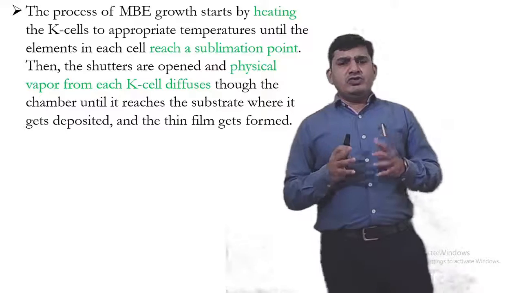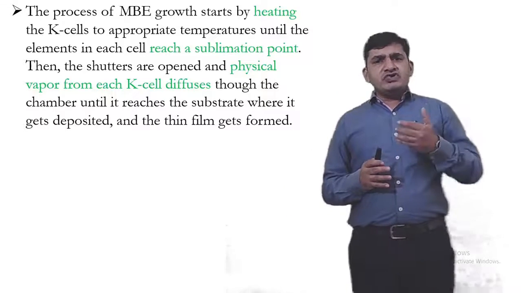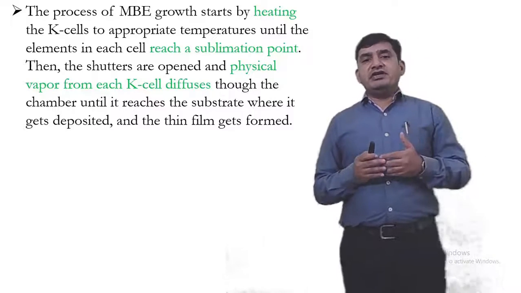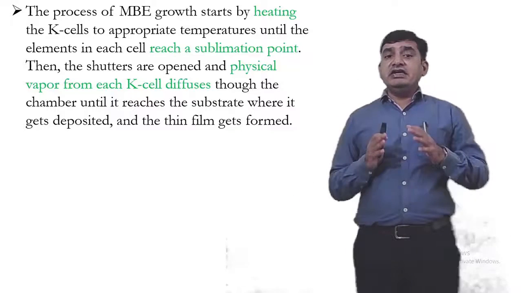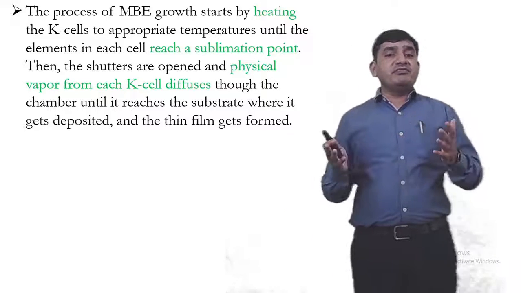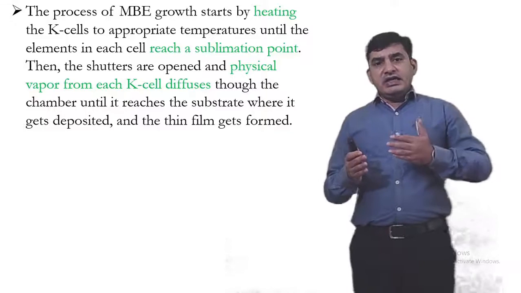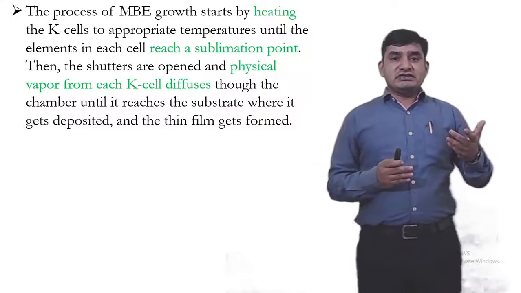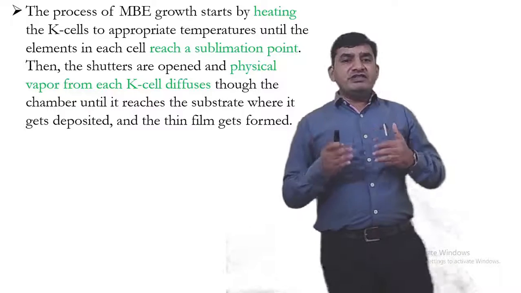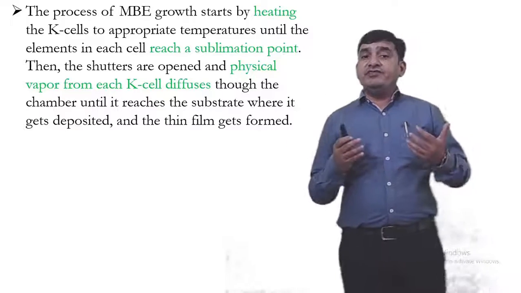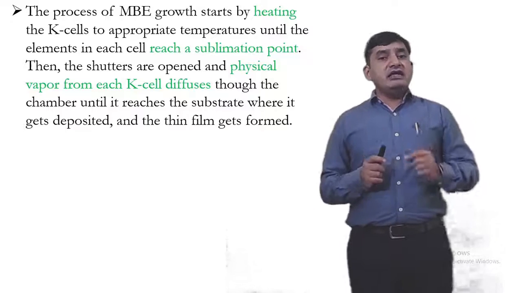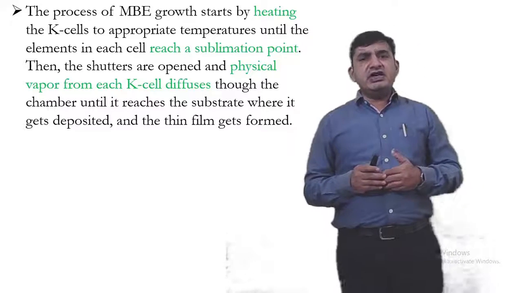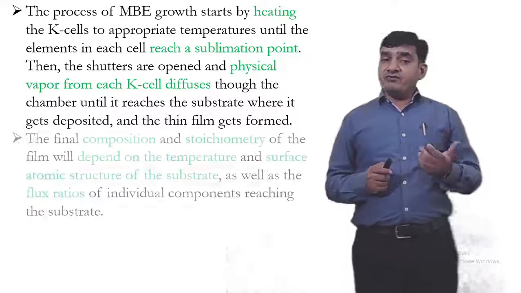The process of molecular beam epitaxy growth starts by heating the K cell. First, the K cell is heated at an appropriate temperature until the element in each cell reaches the sublimation point. When the element reaches the sublimation point, the shutters are opened and physical vapor from each K cell diffuses through the chamber until it reaches the substrate, where it gets deposited and the thin film is formed.